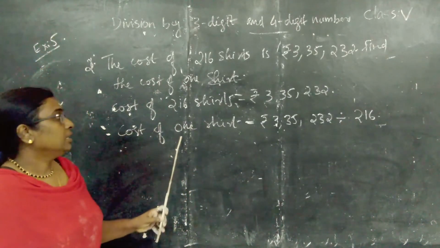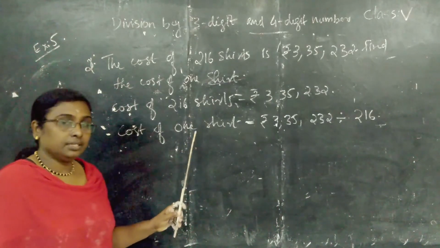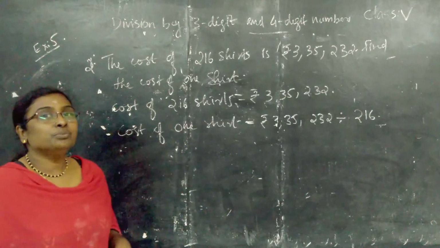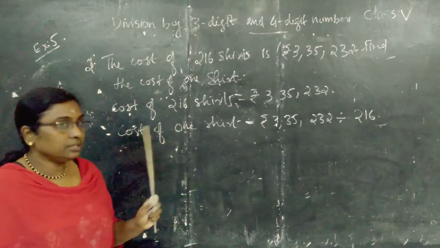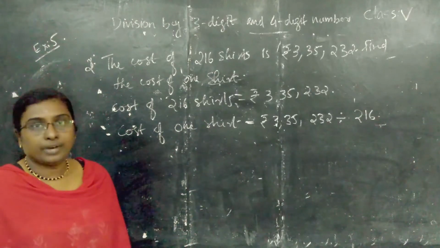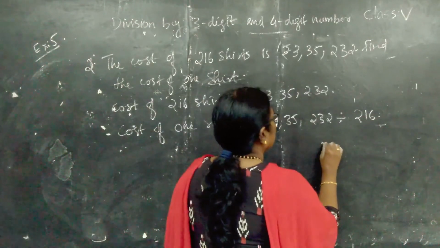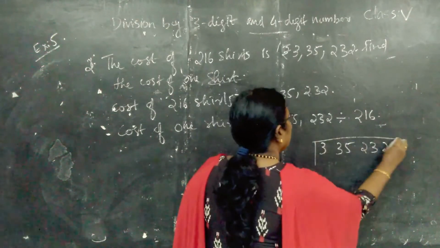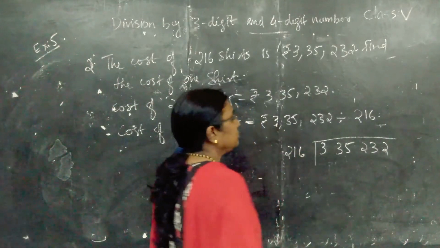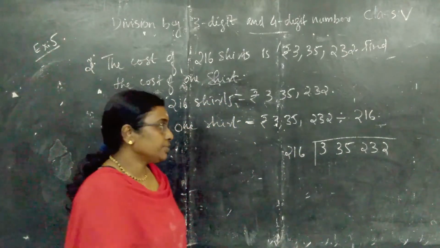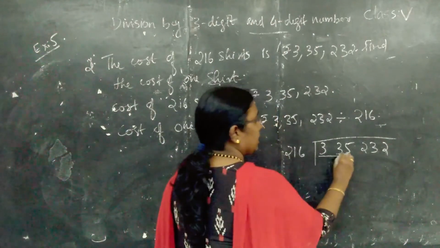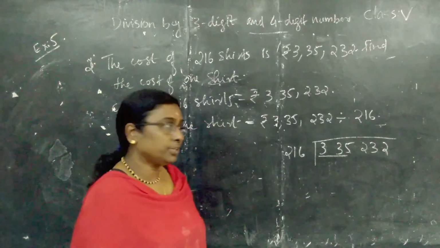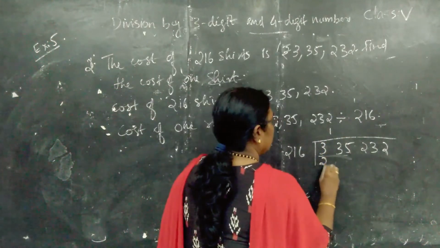In other ways, if we are given the cost of one shirt and we have to find 216 shirts, we have to multiply. Okay? Here we have to find the cost of one shirt. So we divide. 3,35,232 divided by 216. Divisor consists of 3 digits. First we take the first 3 digits, 335. Obviously we know how many times 216 in 335? One time. One time 216.